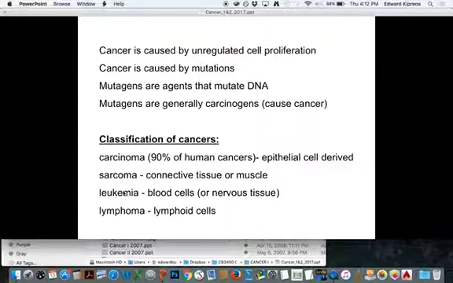MDs classify cancer based on tissue of origin. Carcinomas, which are about 90% of human cancers, come from epithelial cells. Sarcoma is connective tissue or muscle. Leukemia is blood cells or nervous tissue, so sort of weird. And lymphoma is lymphoid cells. These are just general classifications that depend on what type of tissue the cancer arose from.